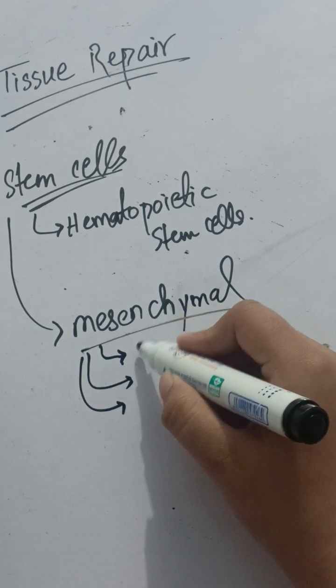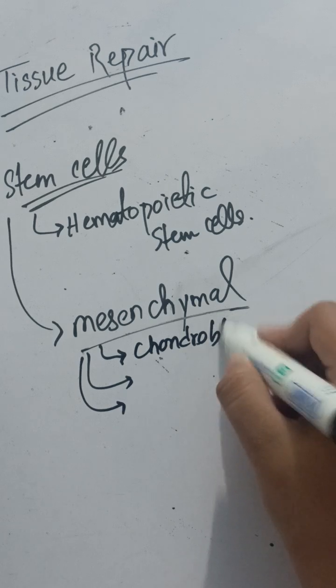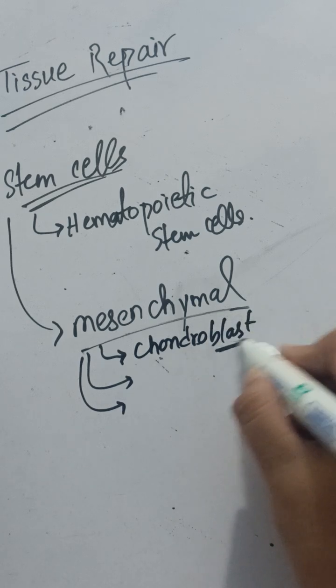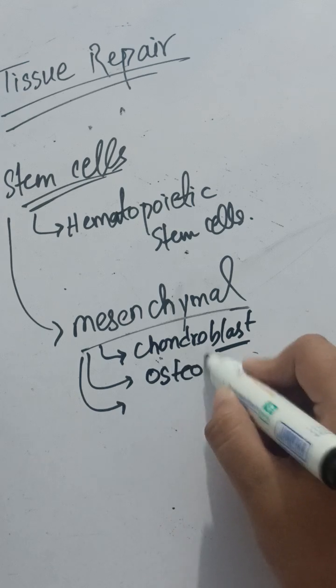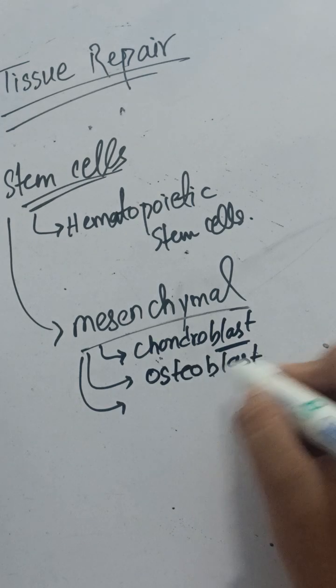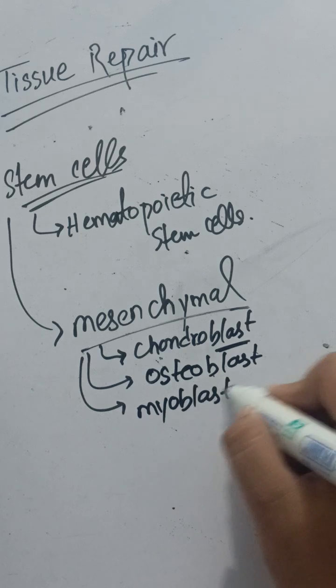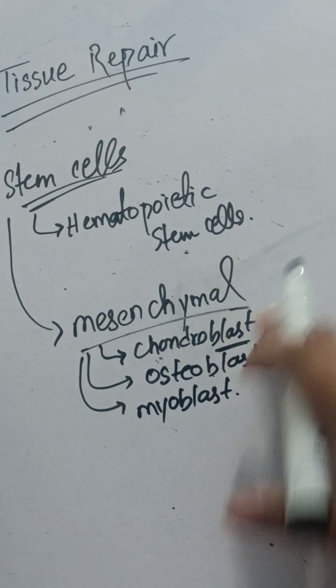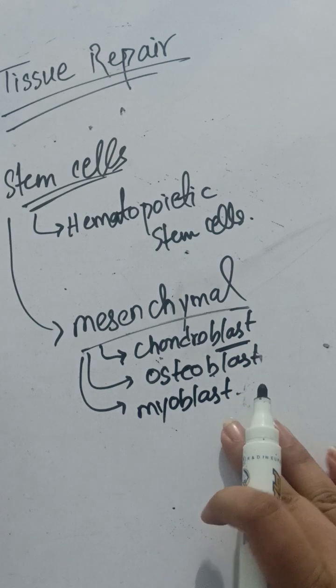The first type is the chondroblast. All the names will end with the word blast. Second is the osteoblast, and last is the myoblast. Okay, mesenchymal cells divide and differentiate into three types: chondroblast, osteoblast, and myoblast.